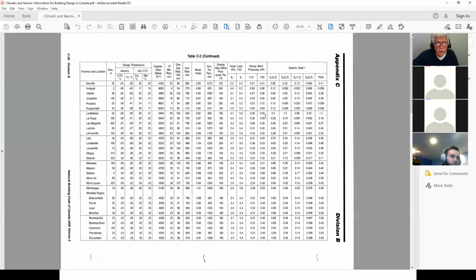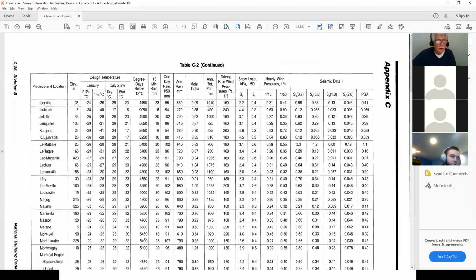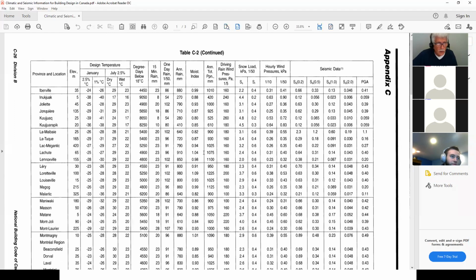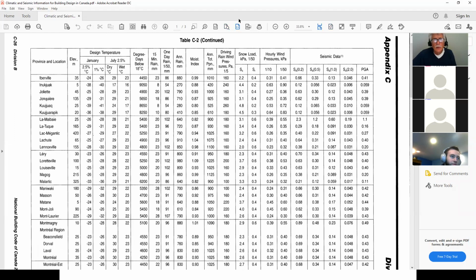Okay, so I go to Appendix C, and of course, let me make this a little wider so you guys can see it. So here we are in Montreal. Okay, so we're in Montreal, and it's good that you guys know what Montreal is. I have this thing in my way here, these menus. So here we are in Montreal.